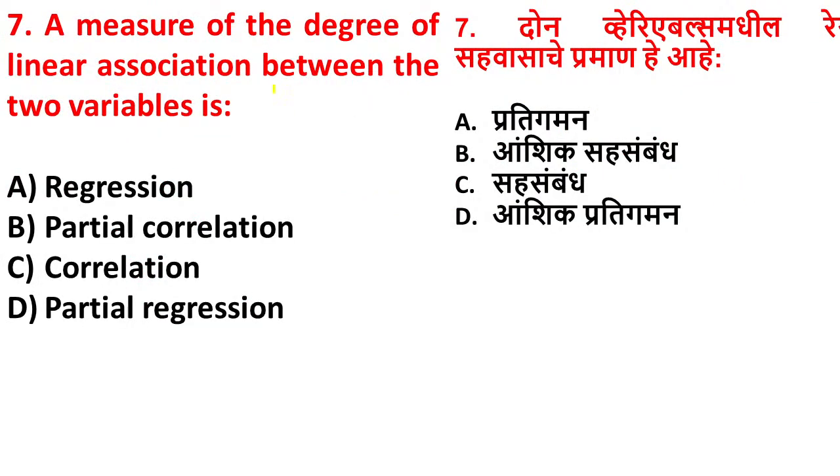Question number 7. A measure of the degree of linear association between two variables is: option A regression, option B partial correlation, option C correlation, option D partial regression. A measure of the degree of linear association between two variables is correlation. So option C, correlation, is the correct answer.